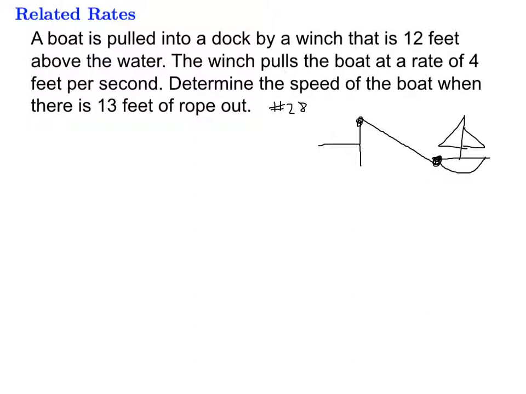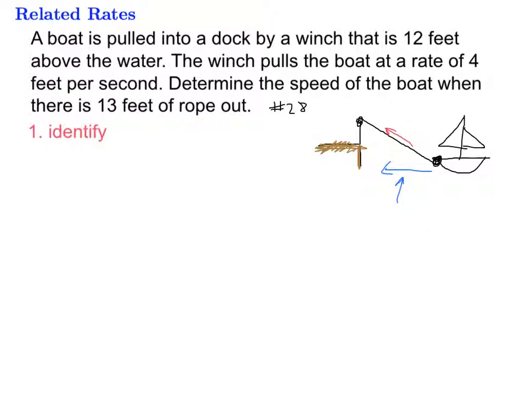So I've drawn a little diagram here, and it's very nice, it's well done. Basically we have this nice dock here. Clearly that's a dock, you can tell it's a dock. It's nice and brown, just like a dock should be. And we've got a winch up here, this little wheel, and it's going to spin. It's going to pull this rope in, so the rope is going to come in here, and that's going to make the boat pull closer into the dock there. And this is what we want to figure out. We want to figure out how fast it is moving.